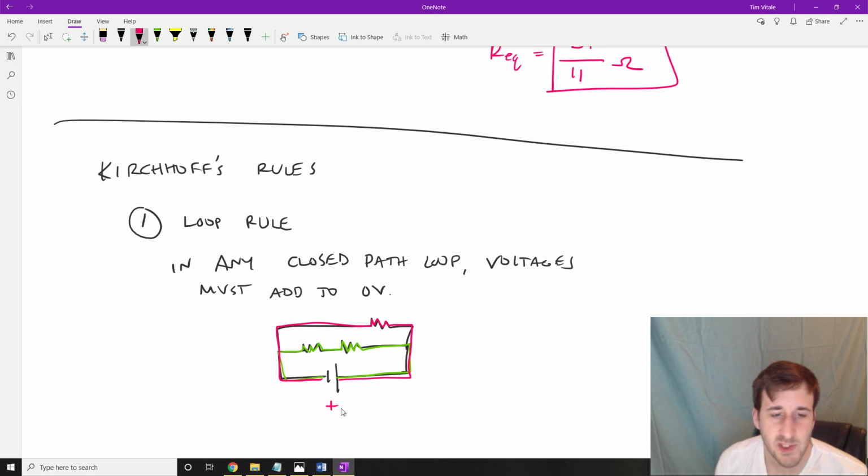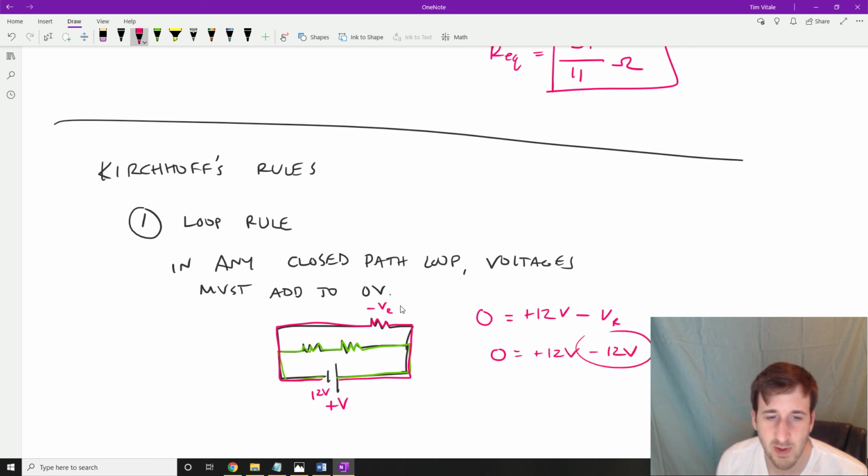The battery voltage is positive, and the voltage drops across the resistors are negative. So let's say that this is 12 volts. What's the voltage drop across this resistor? Well, 0 is the total. It has to add up to 0. So then it'd be plus 12 going across the battery, and then minus the voltage of the resistor. In this case, that would mean that this would have to be 12 volts, right? Minus 12 volts.